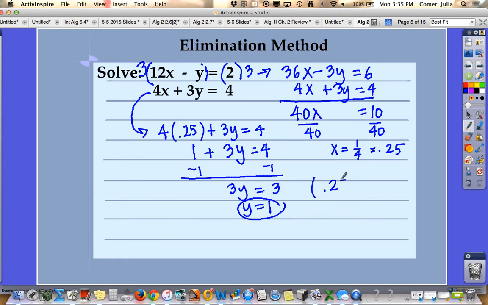So I end up with 0.25 for my x value and 1 for my y value, and that would be my final solution.